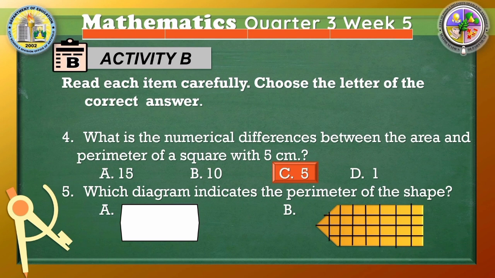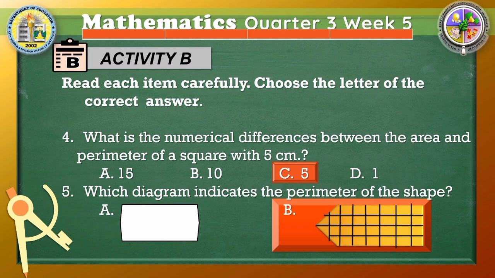Which diagram indicates the perimeter of the shape? Is it letter A or letter B? What is your answer? Yes, it is letter B. Good job, kids! You are all awesome.